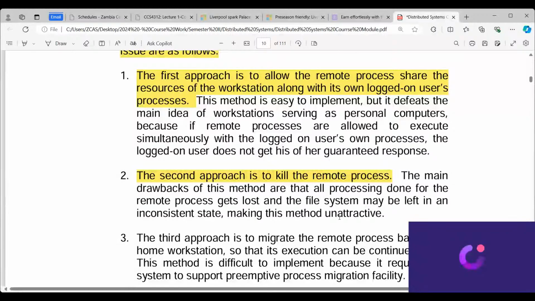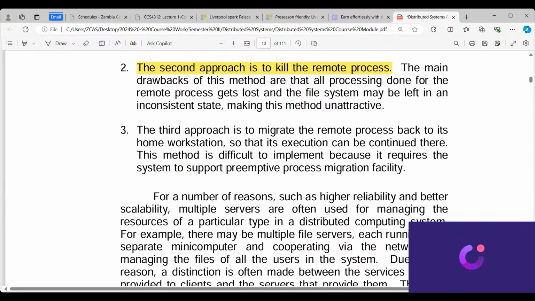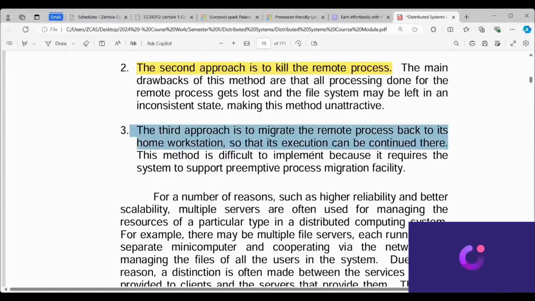Okay, so this method may be unattractive due to this reason. Okay, so that's the second approach. Third approach: you migrate it back to where it came from, so that its execution can be continued from there.